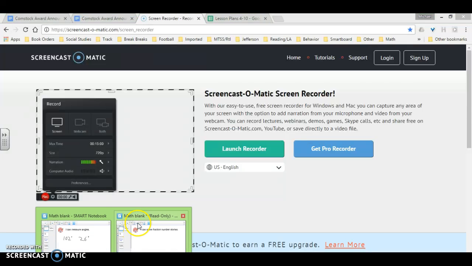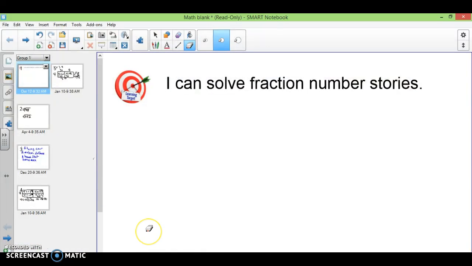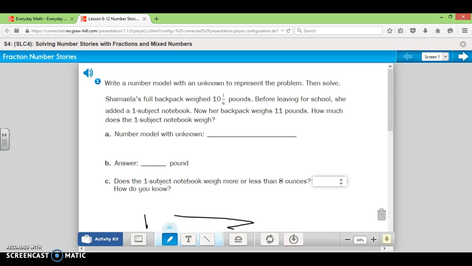Here we go, fourth graders. Before we get started, I want you to come to group and share something that you like to do in the summer, since we're getting very, very close to summer break, and I will tell you one thing I like to do. Let's go. Morning target is I can solve fraction number stories, so let's get started.